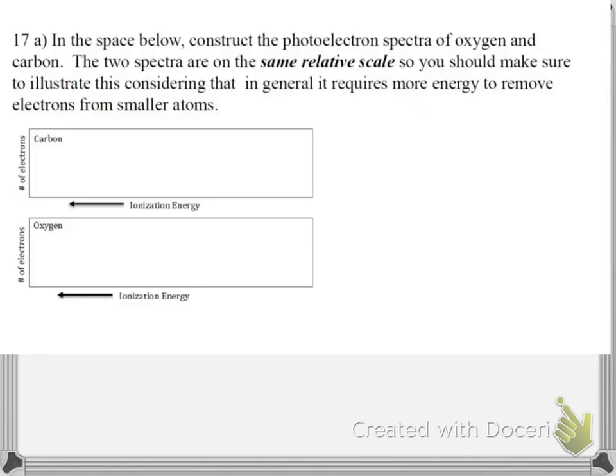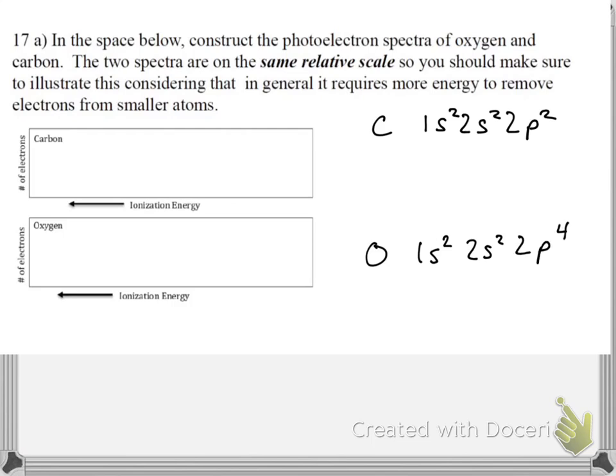In this problem, this is from a previous exam, we were asked to draw the PES spectrum of carbon and the PES spectrum of oxygen. So carbon has a total of 6 electrons. These 6 electrons are in the 1s2, 2s2, 2p2. Oxygen has a total of 8 electrons, so it'll be 1s2, 2s2, that gives us 4, and then we have to put 4 electrons into the p orbital.